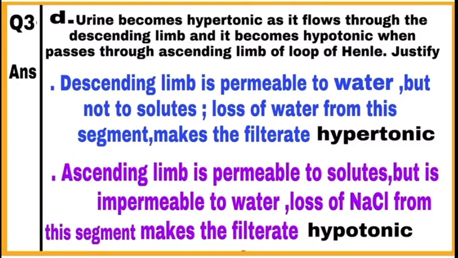While when urine passes through ascending limb of loop of Henle it becomes hypotonic, means dilute, because ascending limb is permeable to solutes but is impermeable to water. That is why there is loss of sodium chloride from this segment which makes the filtrate hypotonic.